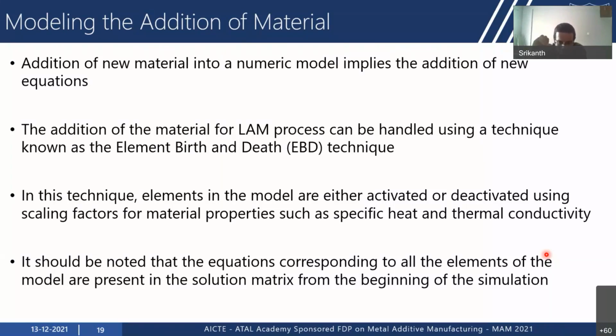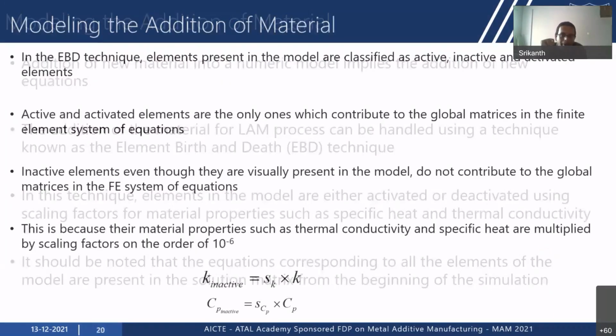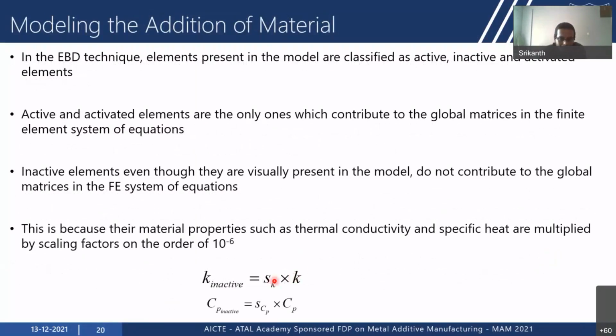Okay. So here we have different types of elements. We have what are known as activated elements and deactivated elements. And how do we deactivate an element? We deactivate an element by multiplying the thermophysical properties of the element, such as the specific heat or thermal conductivity, with a severe reduction factor. So what we are doing here is taking the conductivity of the material, multiplying it with a severe reduction factor of about 10 raised to minus 6, and assigning that value of conductivity to the inactive elements. The same thing we can do for the specific heat too. We can multiply it with the severe reduction factor.